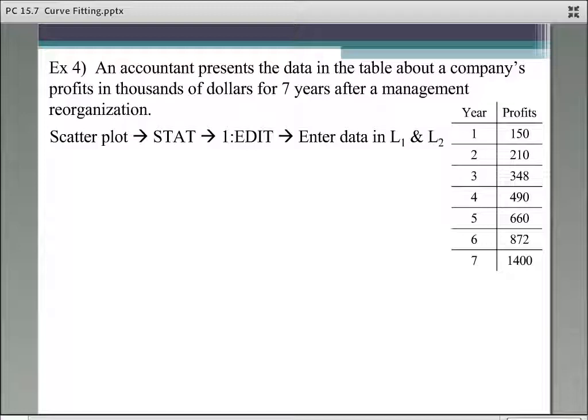So stat, enter for edit. If you arrow up, because you've got all that information from L1 and L2 from the last problem, if you arrow up and highlight L2 and clear it, and then arrow back down, it'll clear the entire column. Same thing for L1. So under L1, you want to do 1, 2, 3, 4, 5, 6, 7. And under L2, make sure you match them up. Year 1 was 150, year 2 is 210.